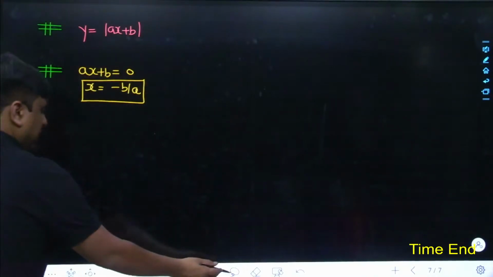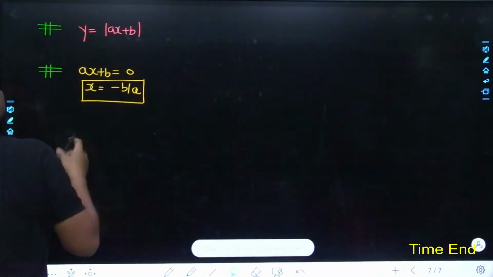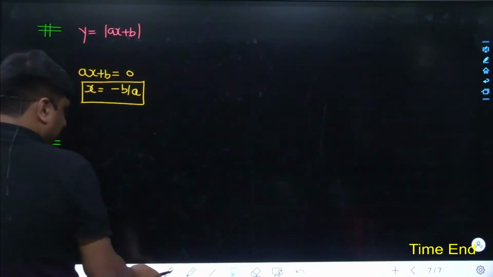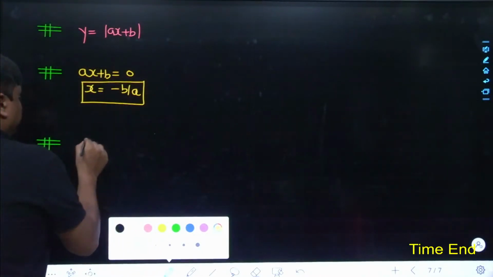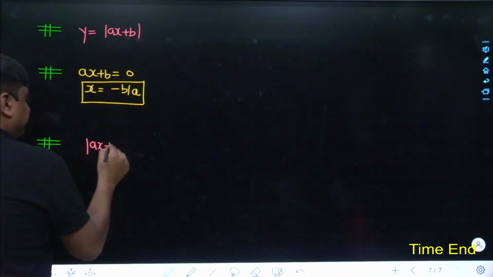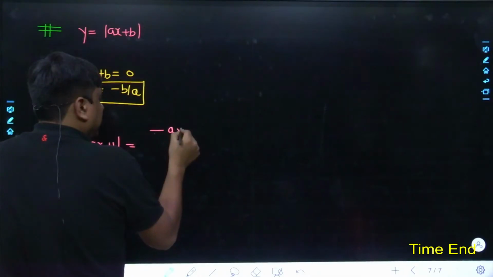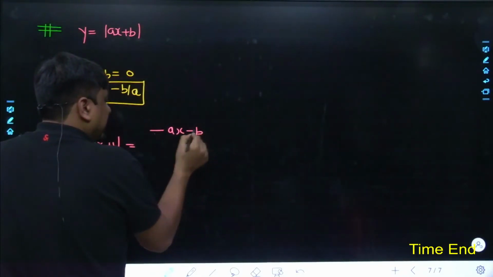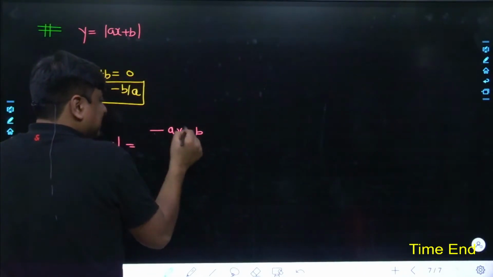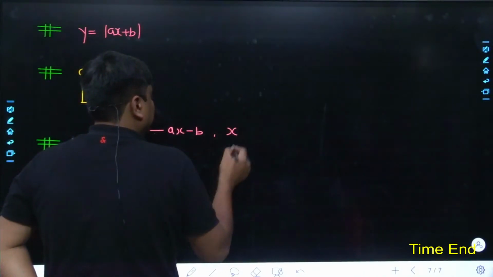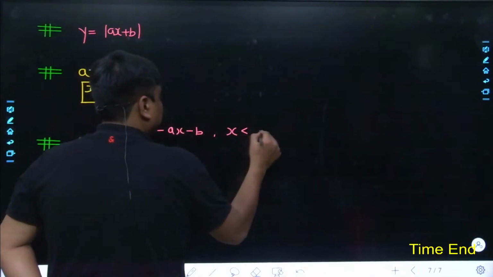So virtually speaking, taking the reference of the given function, the modulus of ax plus b, I could have written this as modulus of ax plus b equals minus ax minus b. The slope has been reversed, and even the intercept over the y-axis has also been reversed. And that is the case when x is lesser than minus b by a.